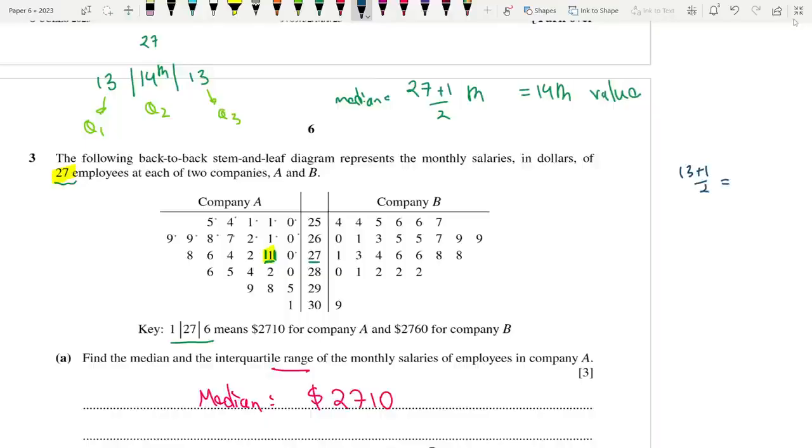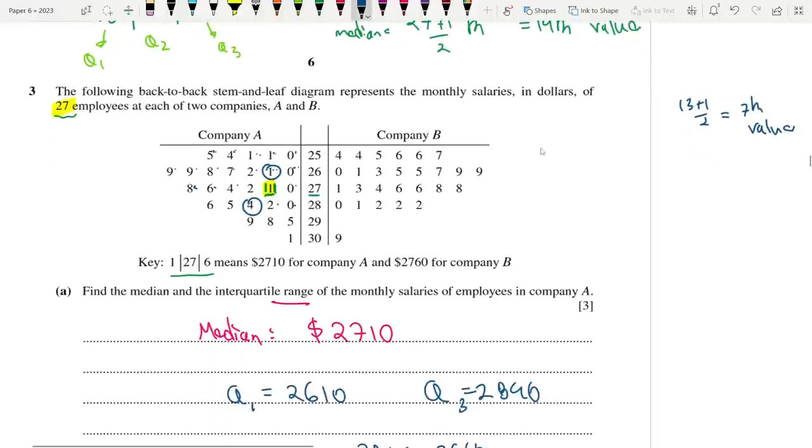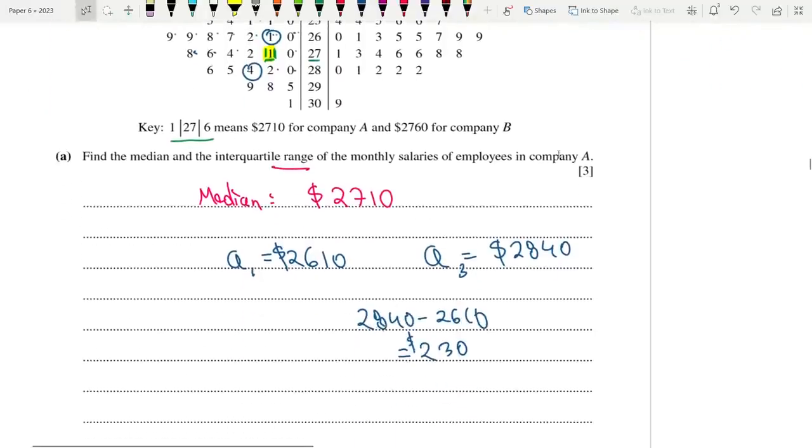So what is the median of 13 values? 13 plus 1 by 2, which is 14 by 2, or the 7th value. So let's start 1, 2, 3, 4, 5, 6, 7, this one over here, and then 1, 2, 3, 4, 5, 6, 7, this one over here. So that is 2610, that is Q1, and for Q3 it is 2840. Now if you subtract them, 2840 minus 2610 is $230. That is your answer.